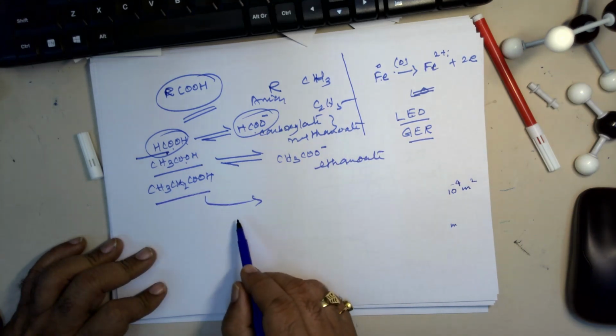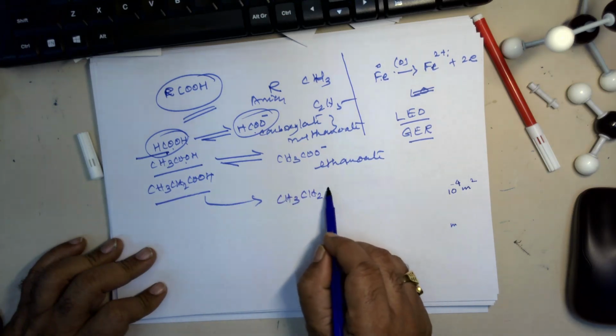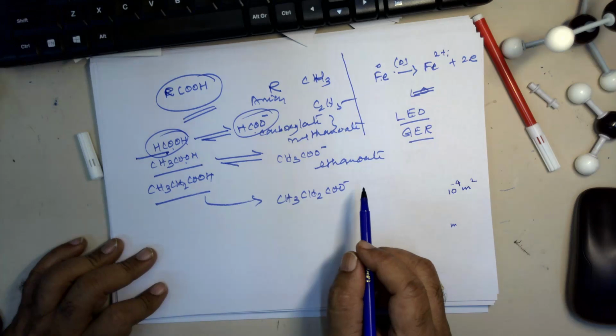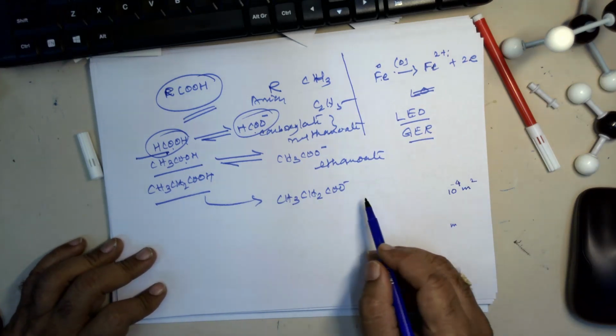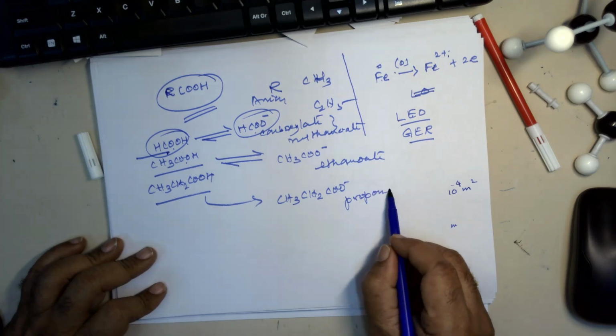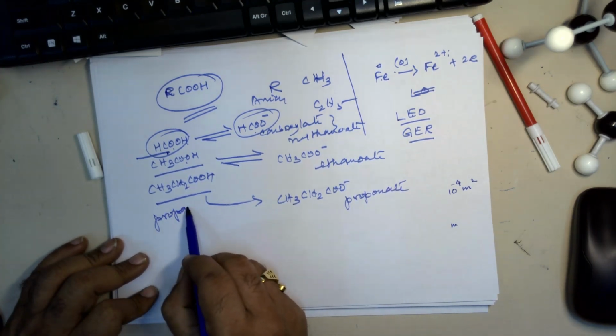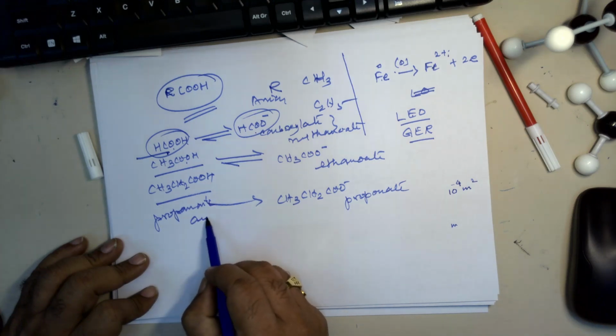And what about this? CH3CH2COO minus. Propanoate. Very good. So propanoate. And what is this? Propanoic acid, right? Propanoic acid.